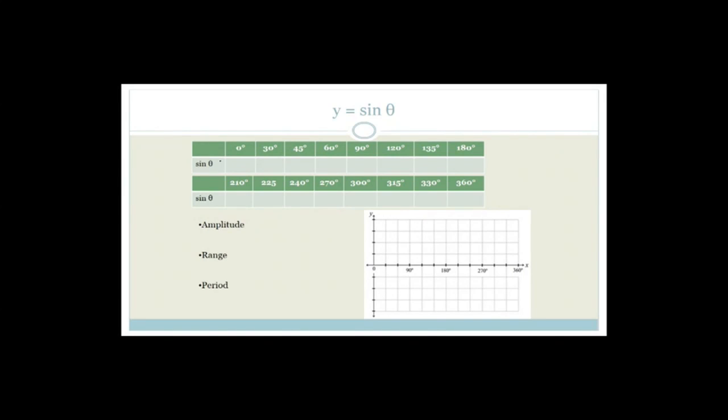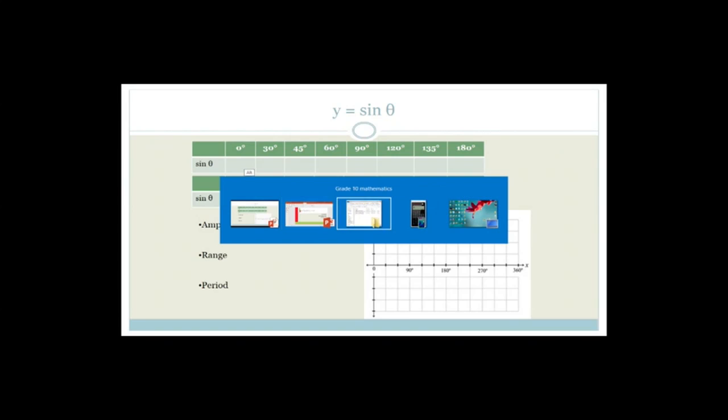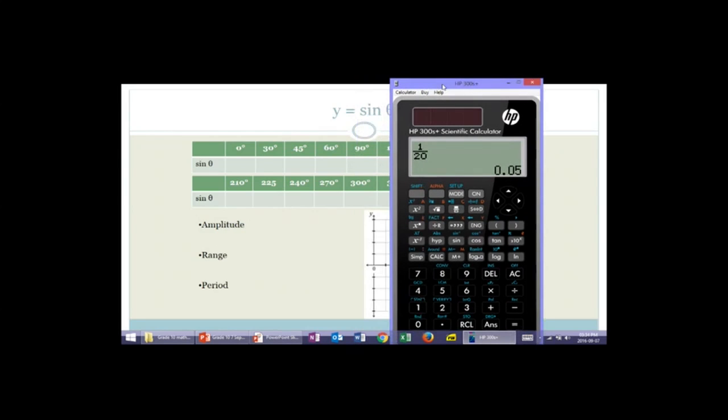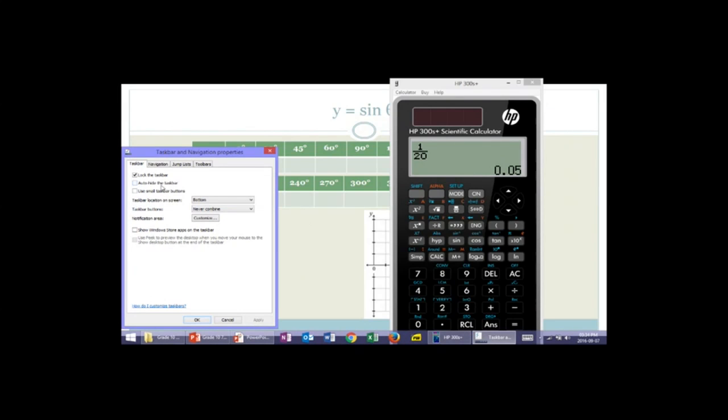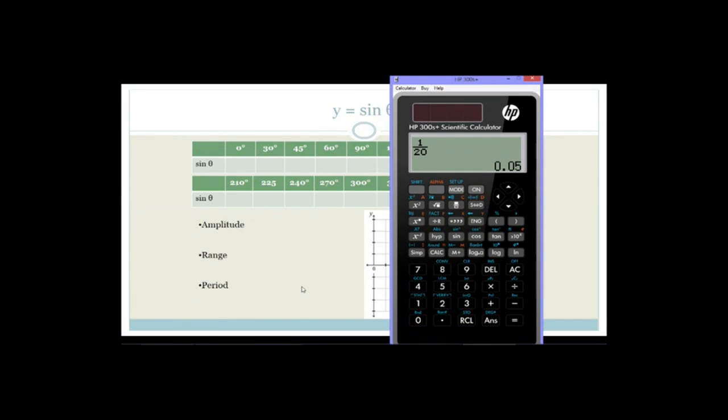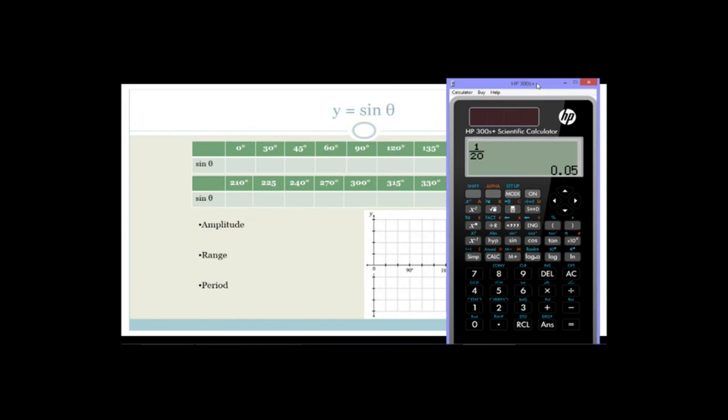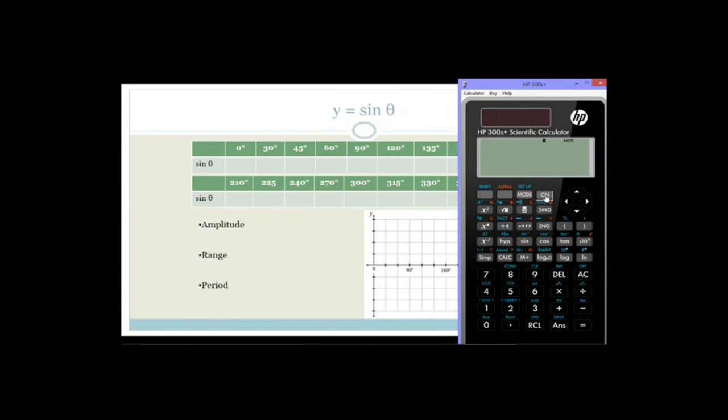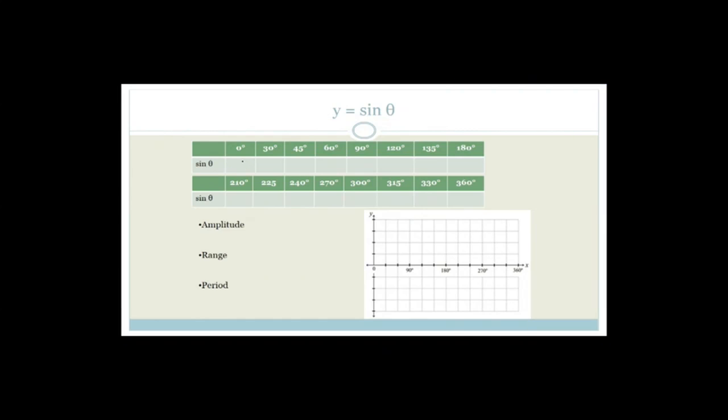So sine of 0 degrees. So let's go find our calculator. Okay. And again, oh no, that's not going to work for me. Let's go over here. There we go. Okay. There we go. Much better. So now, again, I'm going to say to you, grade 10s, please make sure that your calculator is on degrees. Otherwise, you're going to get a horrible answer. So we're going to go sine of 0 equals. So sine of 0 equals 0.